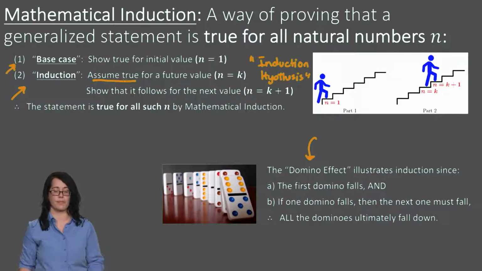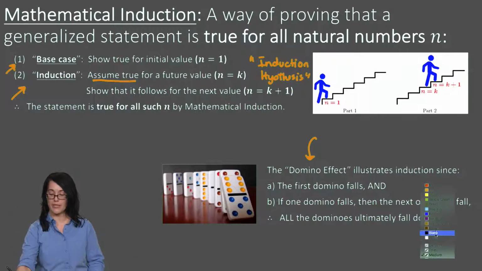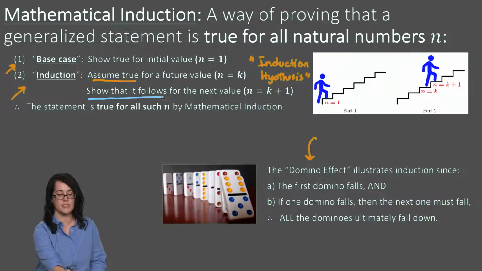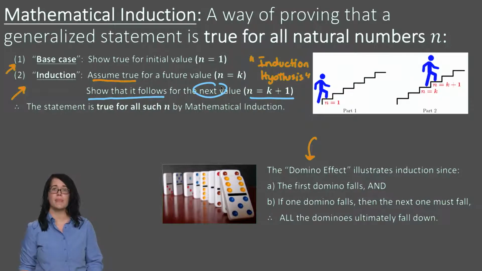Pretty straightforward. Now the hard part is where you really have to be strong in algebra. The hard part is to use that assumption, that induction hypothesis, to show that the statement will work for the next term. Well, what would the next term be? It would be 1 bigger than k, so k plus 1. If you replace your n with k plus 1, you're then going to use some pattern recognition, some substitution, and a whole lot of algebra to legally prove that by induction, your generalized statement holds.